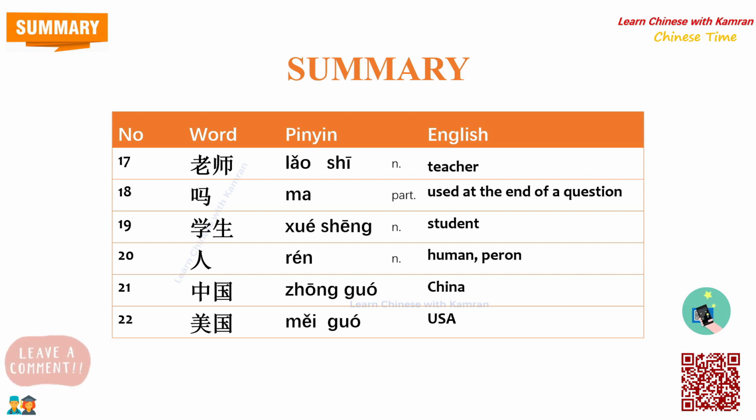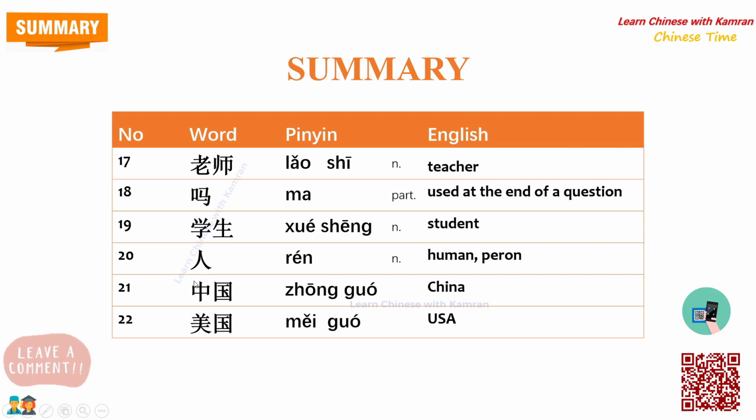Okay, 19th word is 学生. It is a student. So you are a student. If you are learning Chinese or learning anything, you are a student. So 你是学生. 你, you, 是, are, 学生, student. You are a student.